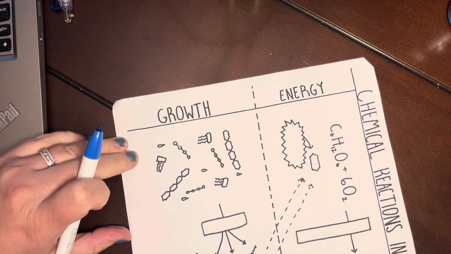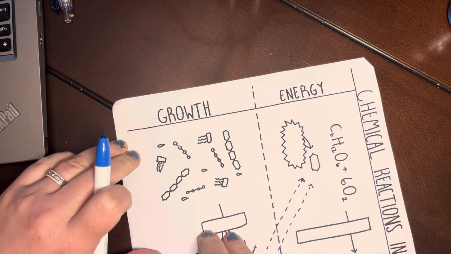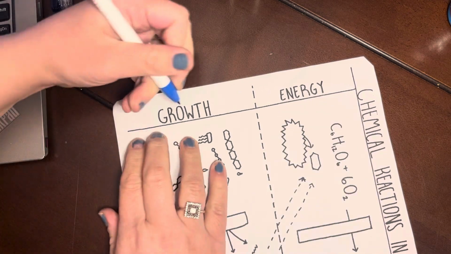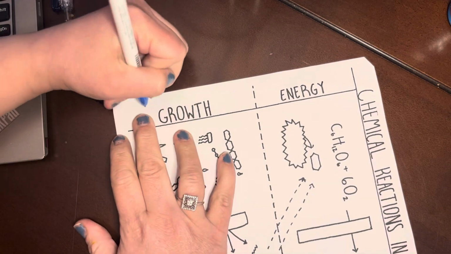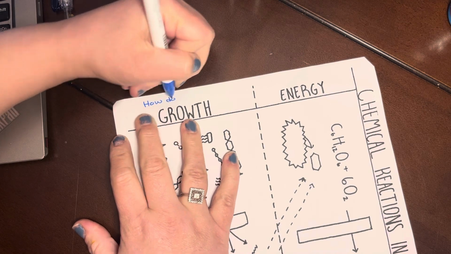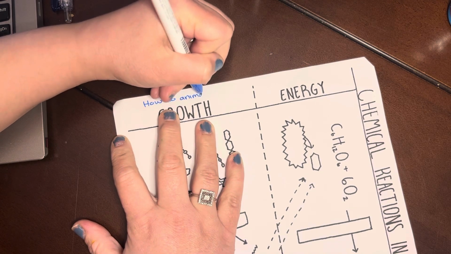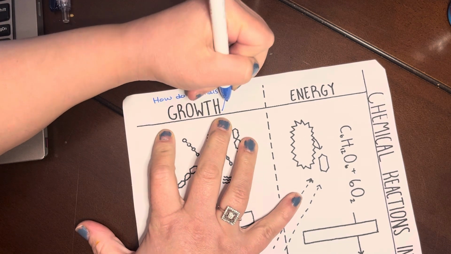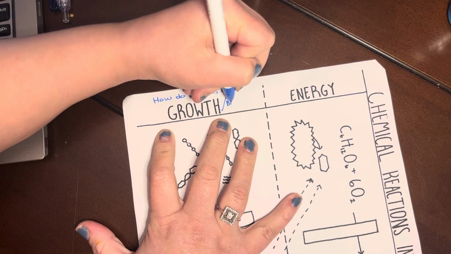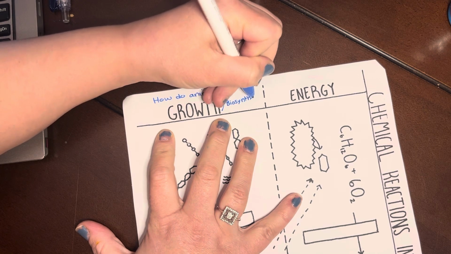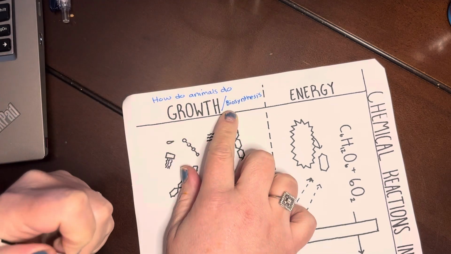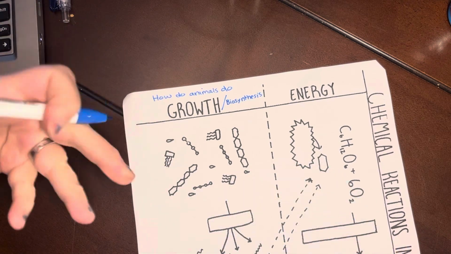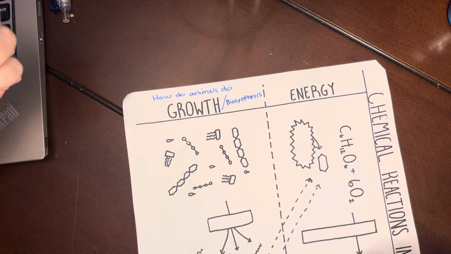First, we're going to walk through that process. And as we go partway through that, some of the molecules might be used to get energy. So let's add, how do animals do growth? This other word you might see is biosynthesis. Bio meaning life, synthesis meaning to create or make. So how is an organism that is alive building more of itself?